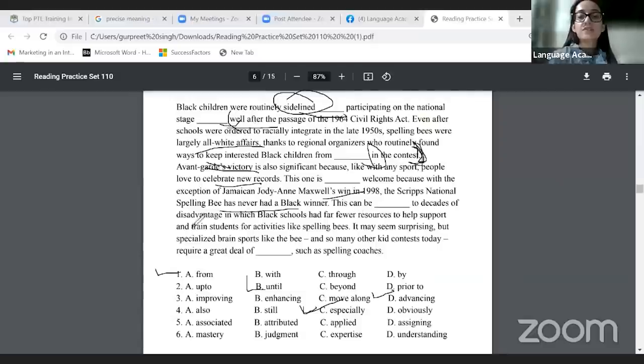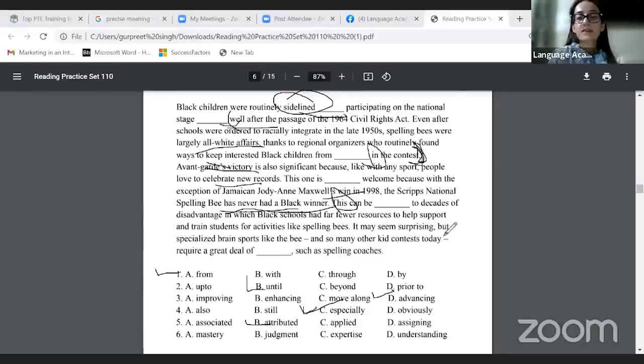This can be dashed to decades of disadvantage in which black schools had far fewer resources to support and train students for activities like spelling bees. Now, this means whatever we talked about in the last sentence. There was no black winner before this person. Why? This can be attributed to. Attributed to are two words which go together when you give the reason written after to. So you said that there has never been a black winner. Why? This can be attributed to, and the reason is decades of disadvantage in the black schools, and they had fewer resources and they could not train students for activities like spelling bees. So attributed to could be understood as because of. So you can write it down for your reference in future.